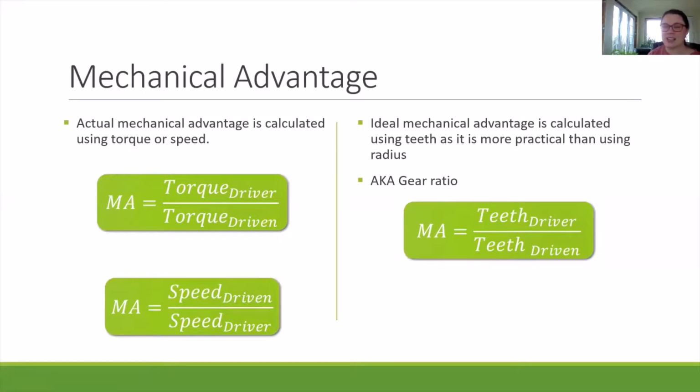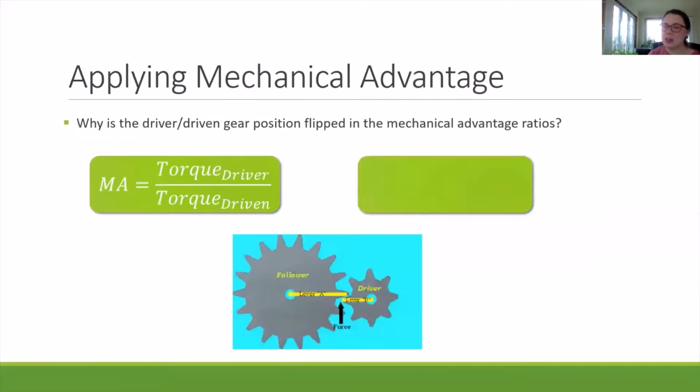Just a couple of slides left and we finish off here. So, applying mechanical advantage. Why is the driver-driven gear position flipped in the mechanical advantage ratios? So I'm thinking about torque and speed. Well, if we look here, the big gear, we've already said, has a large torque, and this one has small torque.